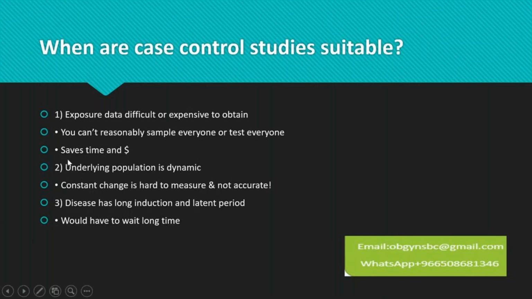And when the underlying population is dynamic, like in an outbreak where people are falling sick and recovering quickly, the population is changing its features very quickly. Then constant change is hard to measure and cannot be accurate. So you are going to assess one episode of an epidemic, like the people who took food from a certain restaurant and are falling sick.